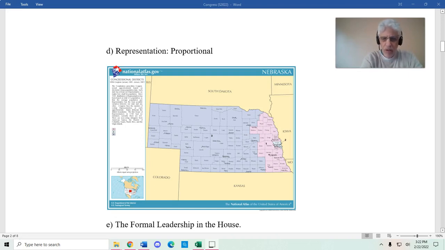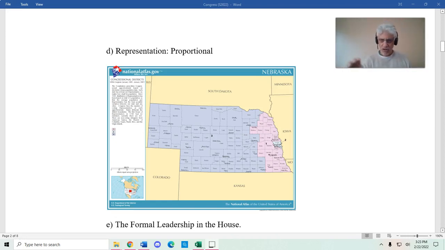Now, on the screen, there's a map of Nebraska. And Nebraska has 3 congressional districts because based on their population, that's all they were allotted. And so what you can see on the left-hand side, in sort of that bluish color, is the 3rd congressional district. The 3rd congressional district is huge. It takes up like 3/4 of Nebraska.